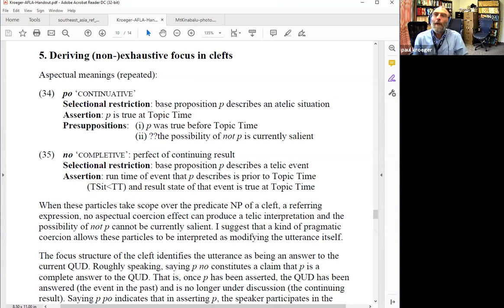The use of the particles in questions is a lot less frequent than in statement clefts, so they're a little harder to find, but that's a good thing. I should look at that. Thank you.